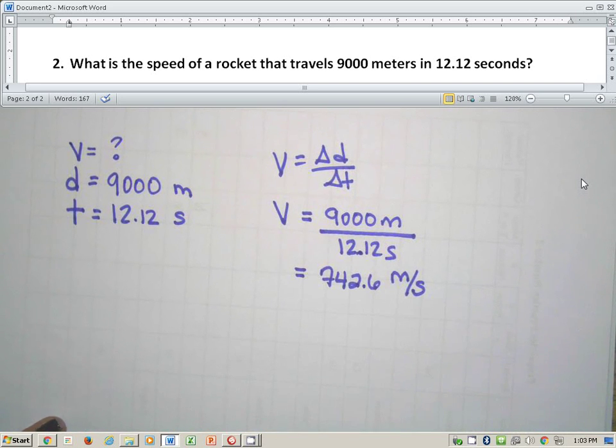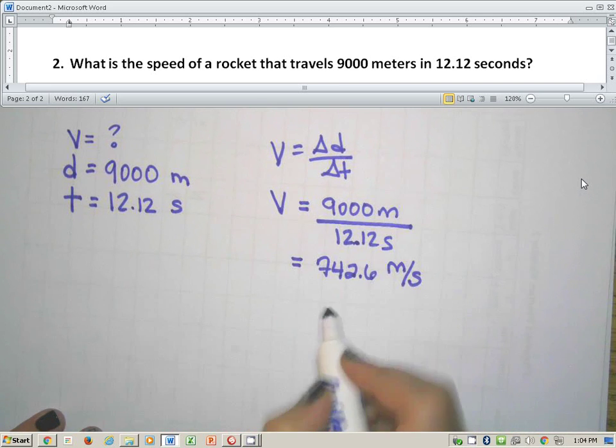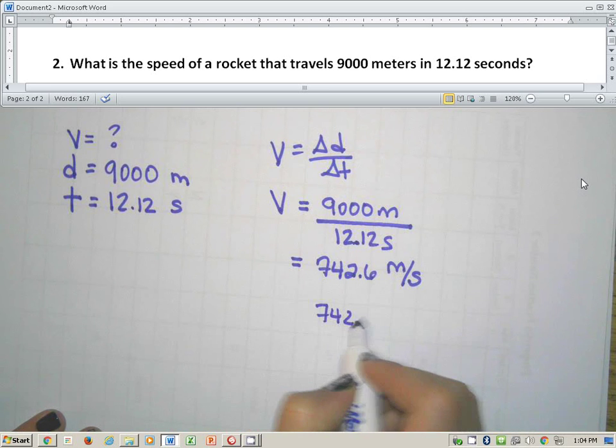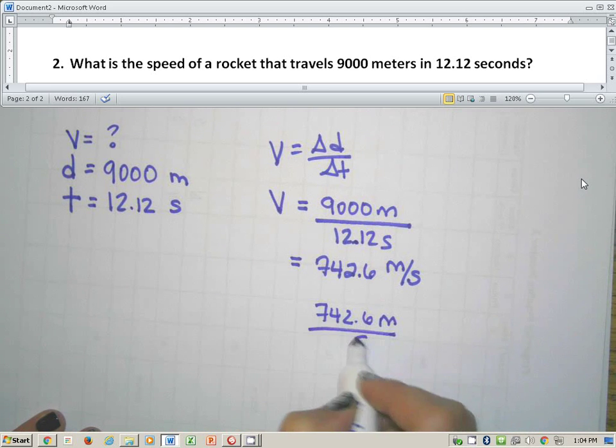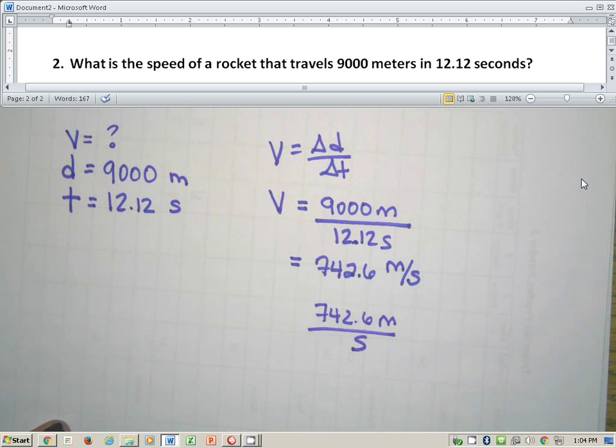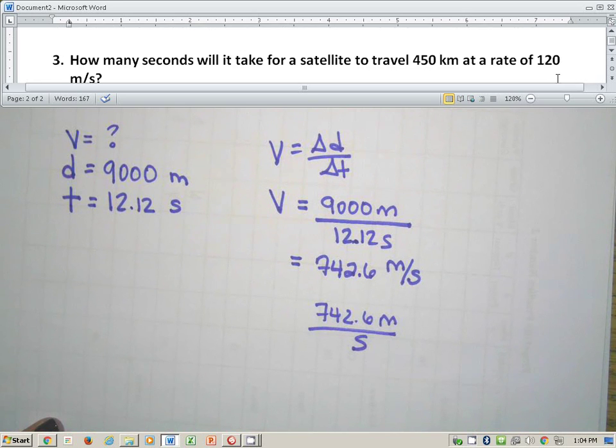Neither one of those cancels out, so I just keep both of them. You could also write this way, meters over seconds. That's the same exact thing. There's absolutely nothing wrong with that. Both of those are acceptable. Now, let's see what I have next.